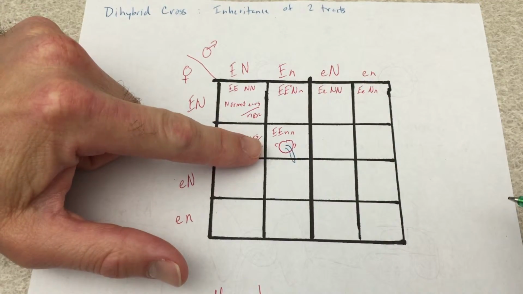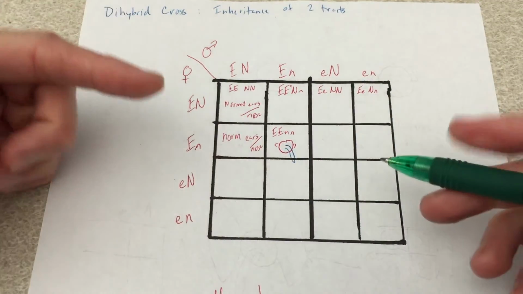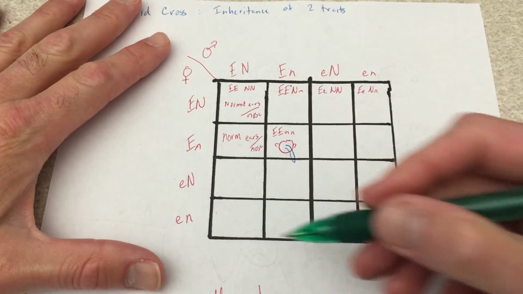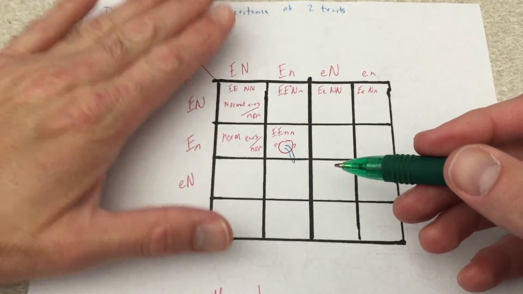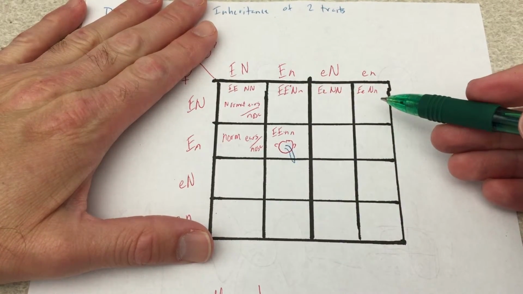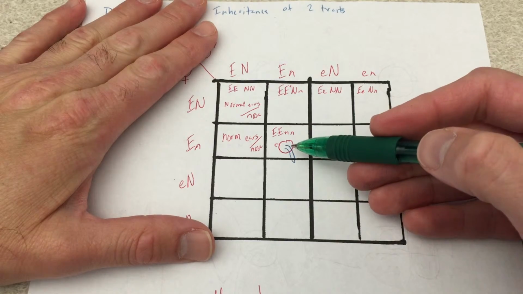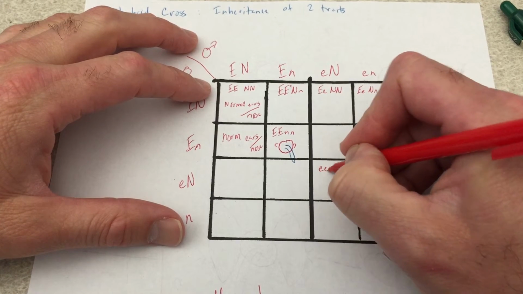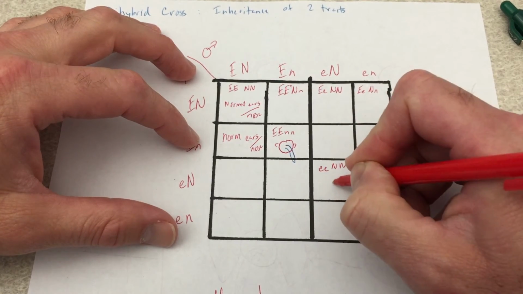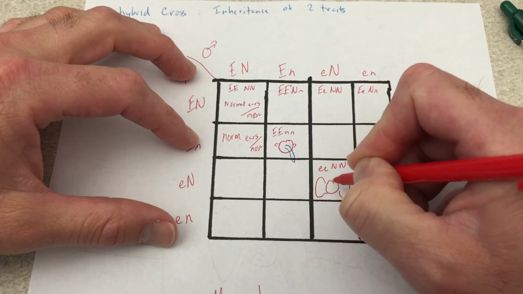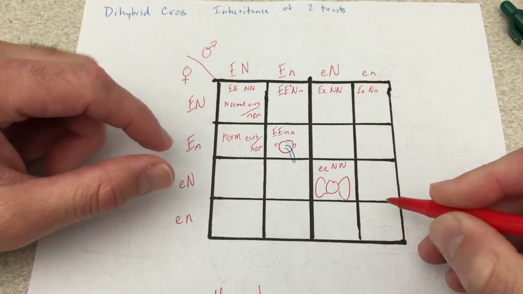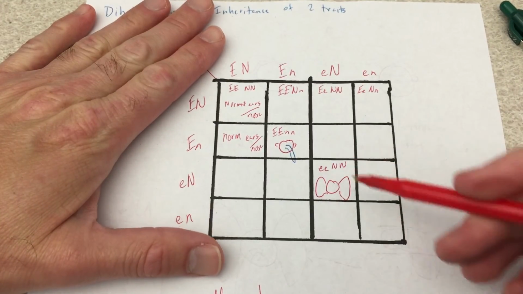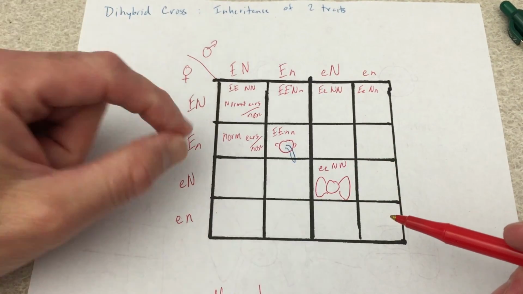Now I want you guys to finish this for yourselves and tell me the ratio. Out of 16, how many are totally normal, like all these individuals across the first row? How many have only a messed up nose? How many have only messed up ears? And then how many individuals out of 16 would be totally messed up with both messed up ears and nose? I'll let you guys finish that for yourselves.